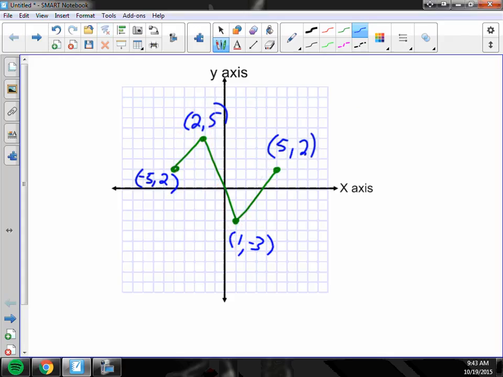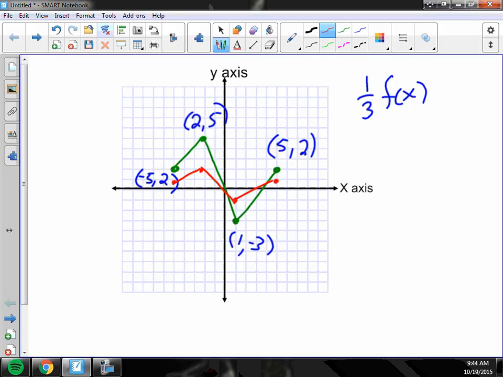So if I change this to 1/3 f of x, what's that going to do to the graph? It's going to be 1/3 as tall. The y values are all going to be cut into 1/3. So instead of 2, it's going to be 2/3. Instead of 5, it's going to be 5/3, which is like 1.6. Instead of negative 3, it's going to be negative 1, and instead of negative 2, it's going to be negative 2/3. So you can see that graph is 1/3 as tall as it was before.